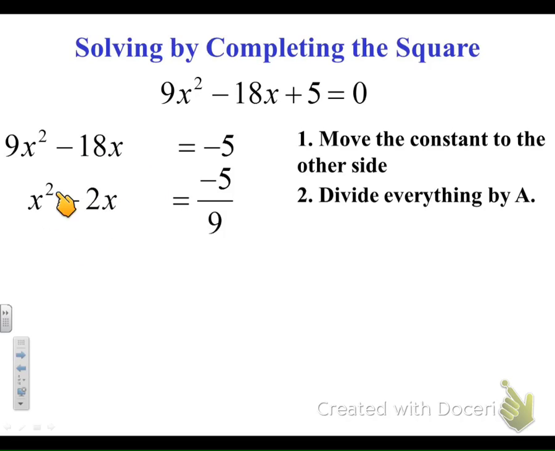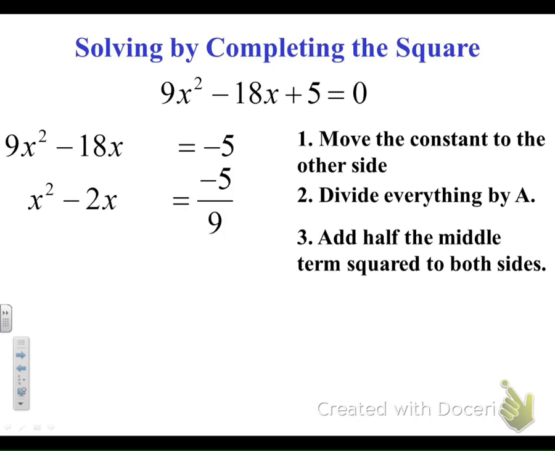Now let's talk about completing the square. If I took that middle number, divided by 2, and squared it, so negative 2 divided by 2 is negative 1, squared is 1. I'm going to add 1, not only over here, but whatever I do to one side of an equation, I'm also going to do to the other. So we're going to add half the middle term squared to both sides, which is 1. So I add 1 to both sides, and then I now have a perfect square.